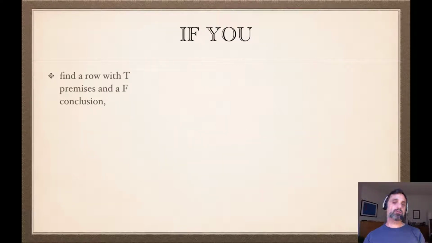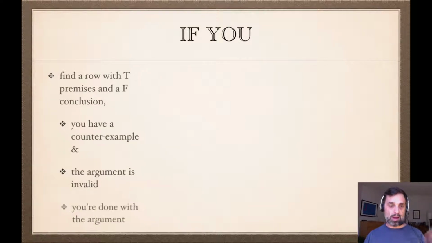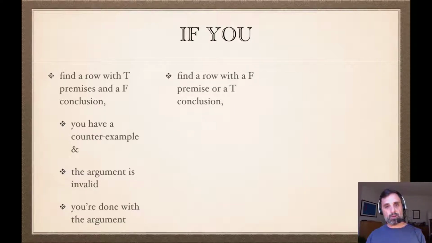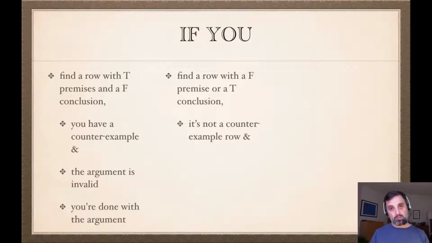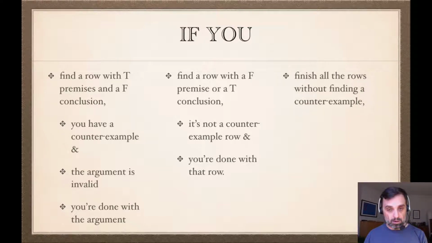So in particular, suppose you find a row with true premises and a false conclusion. Well, that means you have a counterexample, and that means the argument is invalid, and you're done with the argument. You now know it's invalid. If you find a row with a false premise or a true conclusion, either of those, then you know it's not a counterexample row, and you don't need to worry about the rest of the premises or the conclusion once you find out that it has either a false premise or a true conclusion. That means you're done with that row, and you move on to the next row. And if you finish all the rows without finding a counterexample, then the argument is valid, and again, you're done.